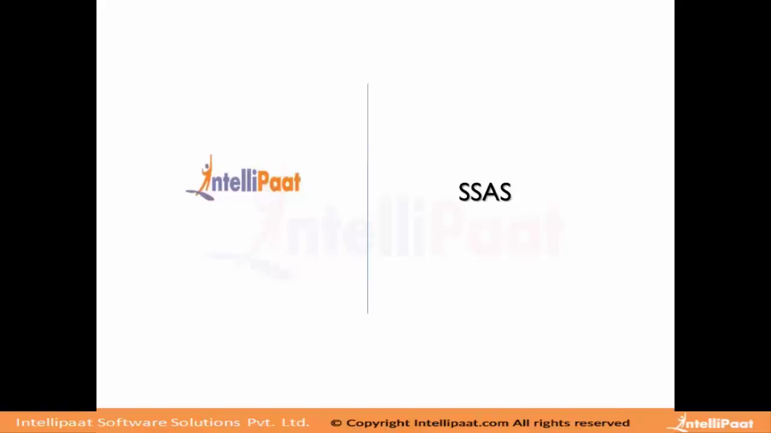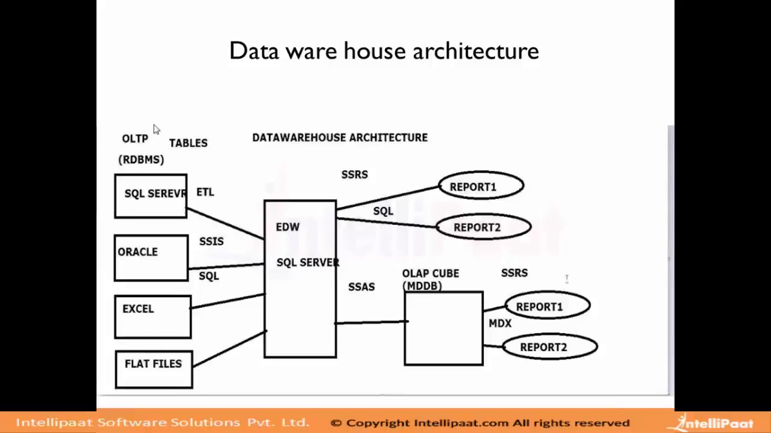Now I'm coming to the data warehousing architecture. Here you can see OLTP, online transaction processing. Here the data is stored in table format. This database is called a relational database management system. The data is stored in normal table format. Once we extract that with the help of SSIS, we load the data into a database. Once we load the data, we could create the reports directly with the help of SSRS. But if you create reports directly with SSRS, what will happen?